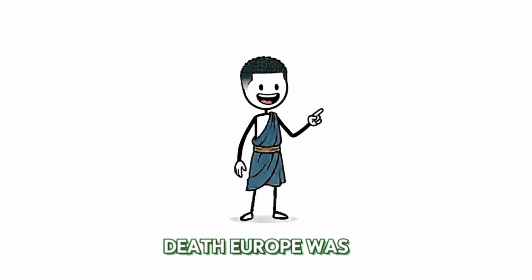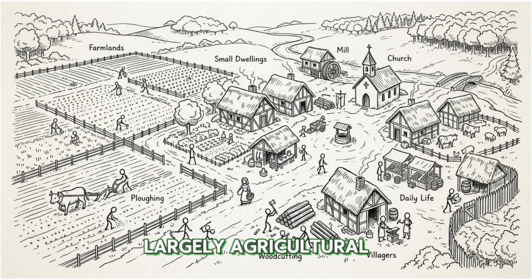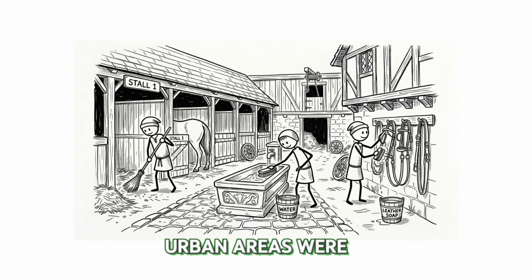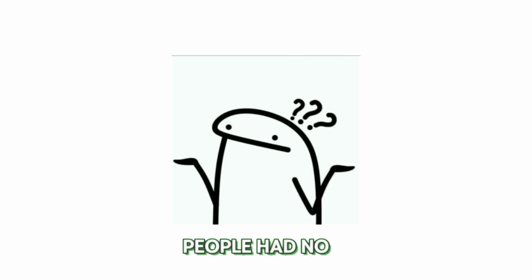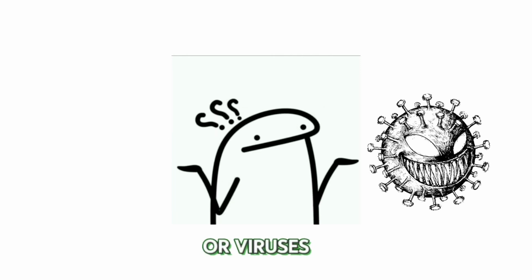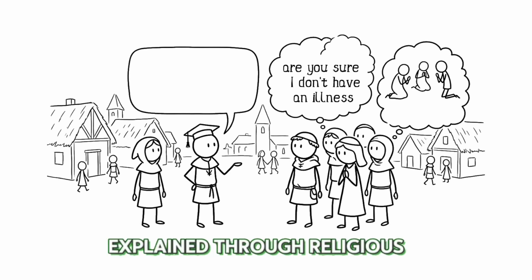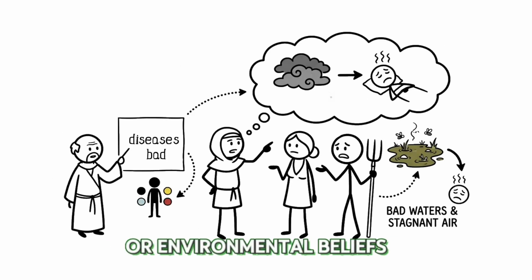Before the Black Death, Europe was largely agricultural. Most people lived in rural villages, while growing trade connected major cities. Urban areas were crowded and sanitation systems were limited. People had no knowledge of bacteria or viruses. Illness was often explained through religious or environmental beliefs.